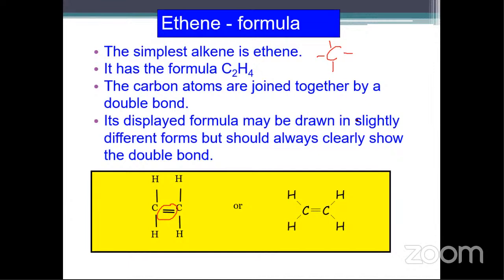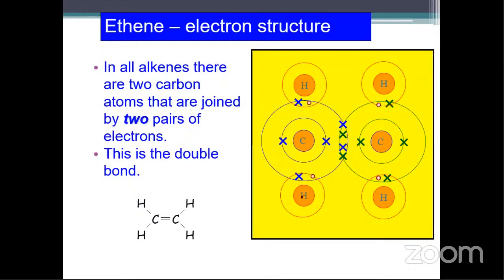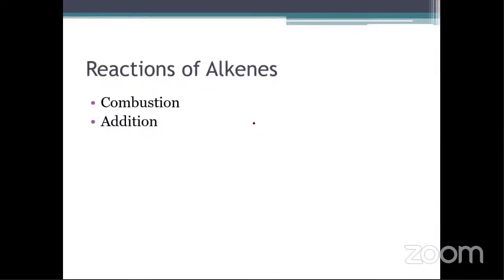So for alkenes, the simplest one is ethene. And that is how it looks, right? 2 carbons and 4 hydrogens. That is a dot and cross structure where you have 2 shared pairs, which means 4 electrons, 2 shared pairs, right? That's what gives you a double bond. Now let's talk about alkene reactions.